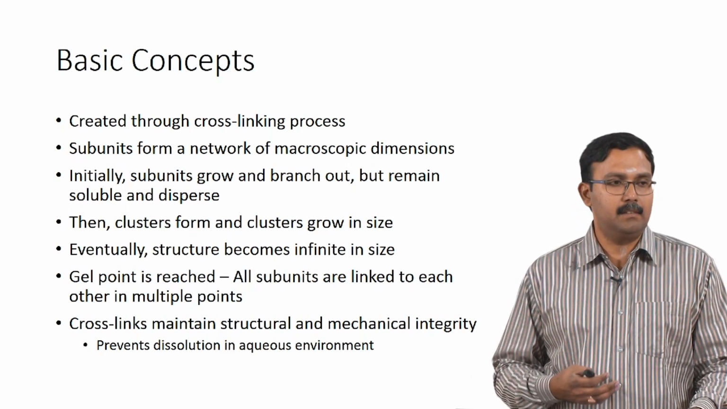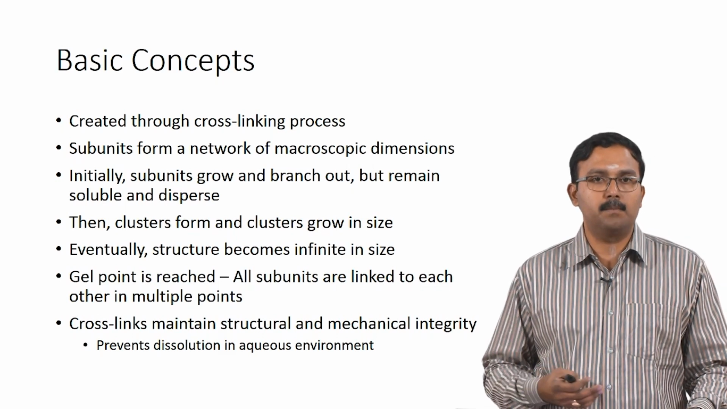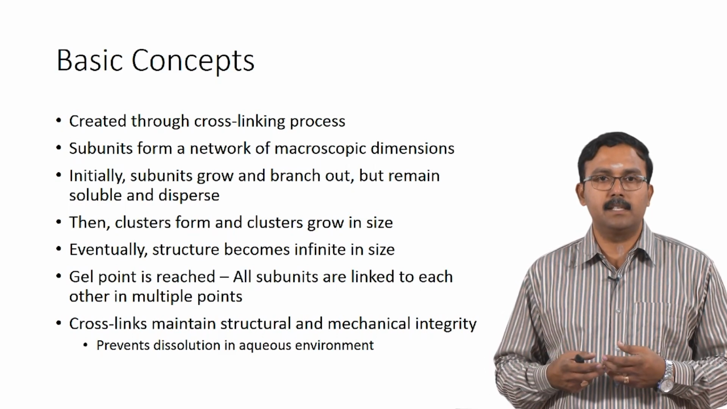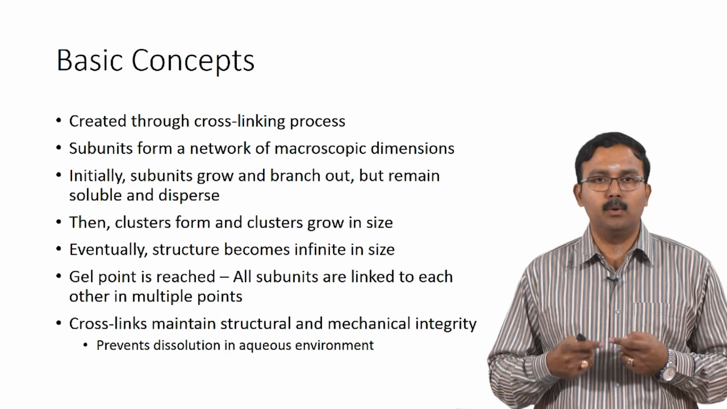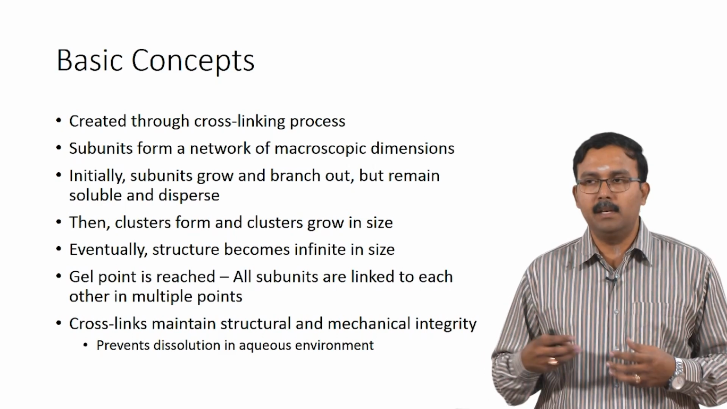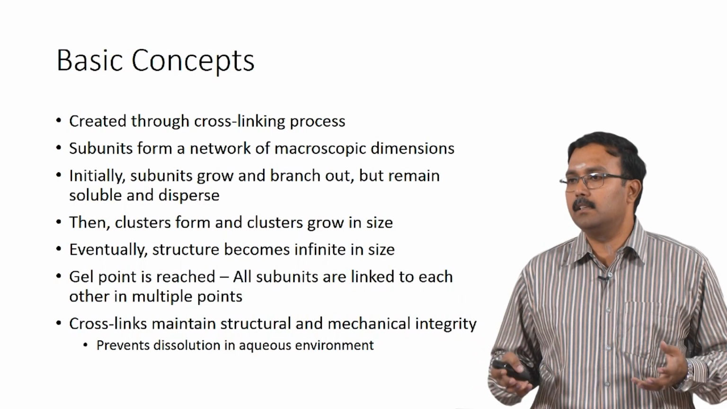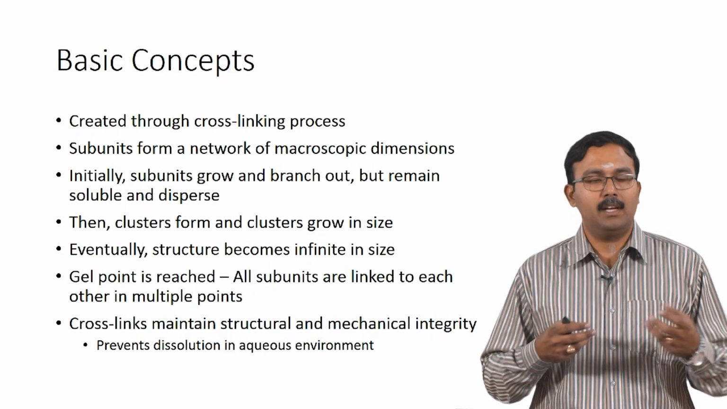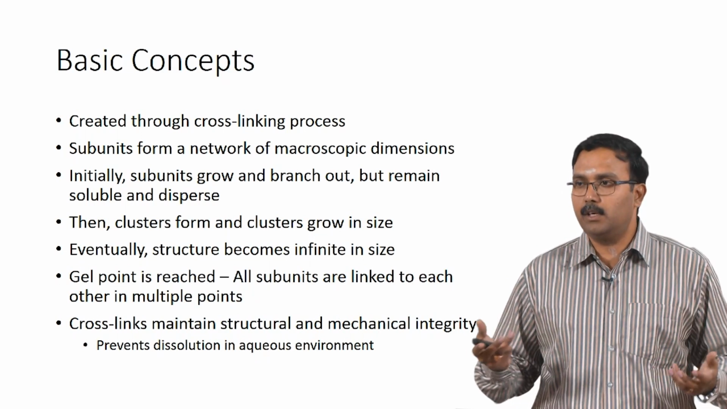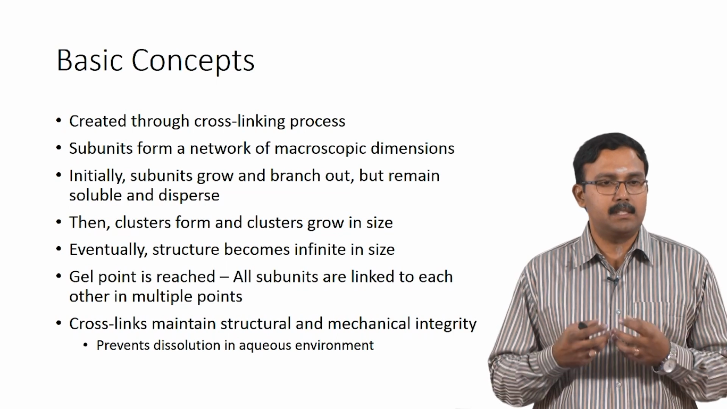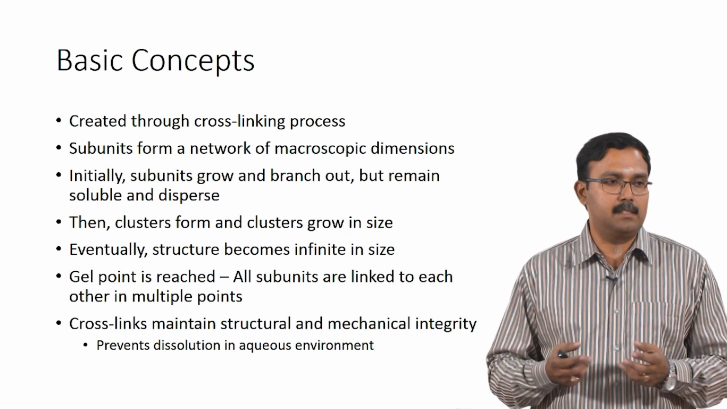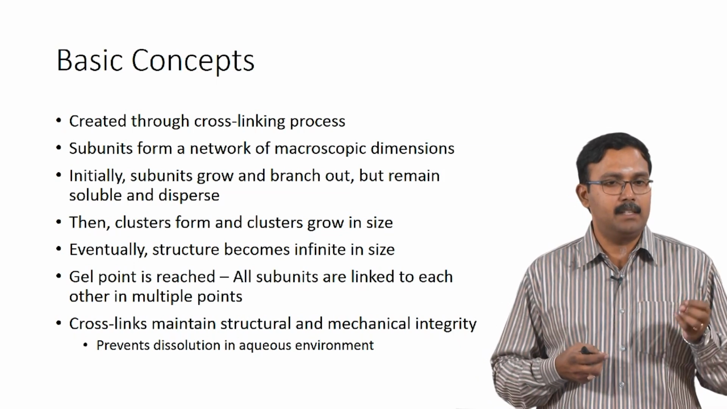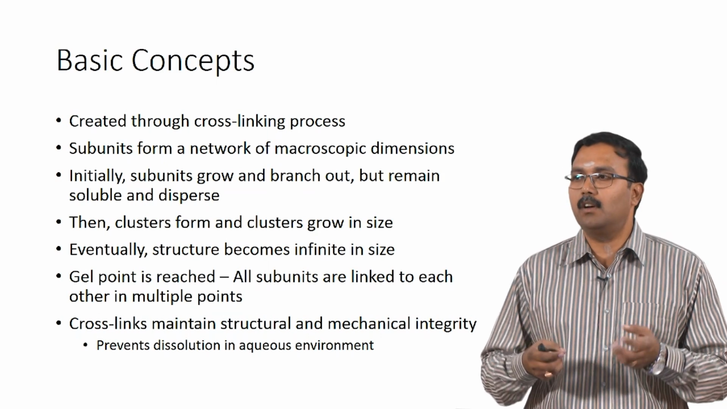So, as I said, hydrogels are created through cross-linking procedure. So, what happens is the subunits form a network of macroscopic dimensions. Initially the subunits start growing and branch out, but remain soluble and they are dispersed in the solution. But as the number of crosslinks increase, you are going to have clusters which are forming, and these clusters are going to grow in size. Eventually these clusters become infinite in size, in the sense that they start interacting enough that they will form something like a gel. So, at this point gelation happens. So, this is called the gelling point.